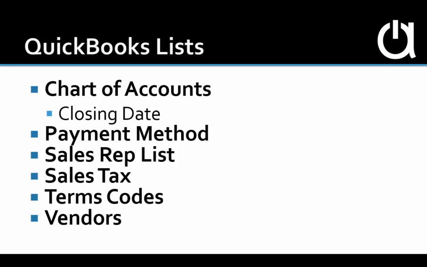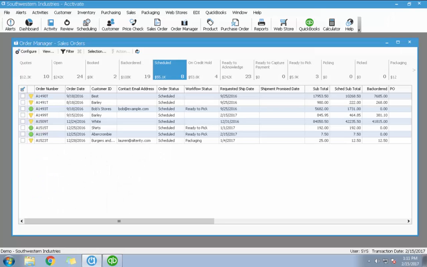The product list is also maintained solely in Activate. During the synchronization process, the product classes are actually created as non-inventoried items in QuickBooks, and these are used for the details on sales invoices. So on the sales invoice in QuickBooks, you'll see the item ID on an invoice in QuickBooks created by Activate as the product class ID from Activate, and the item description in QuickBooks will appear as the Activate ID dash the Activate description.